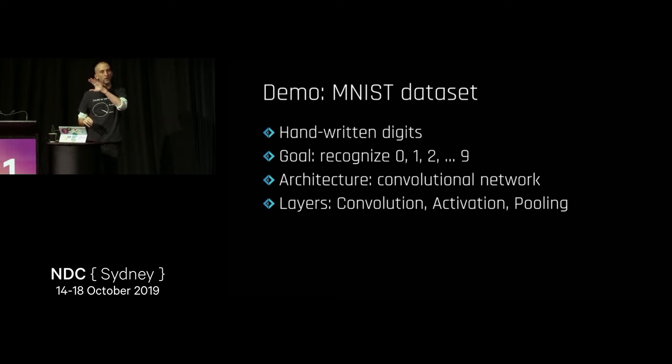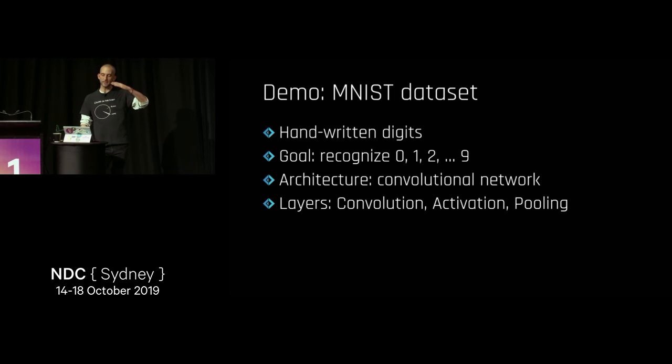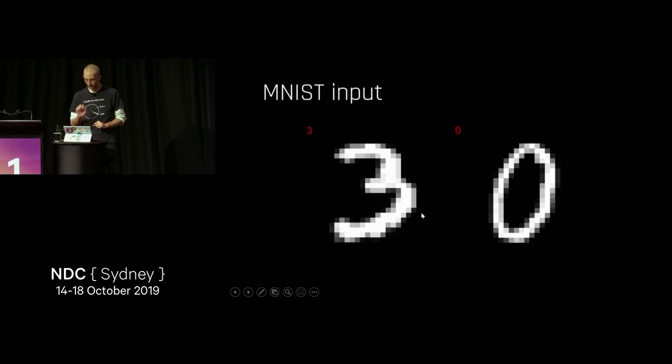And so you have a convolution layer, and then it's going to feed into an activation: did I find this pattern or not? And then you put another convolution up to the end. I mean, the details are not super important, but this is the architecture we're going to use.